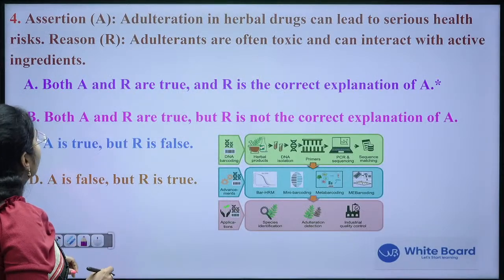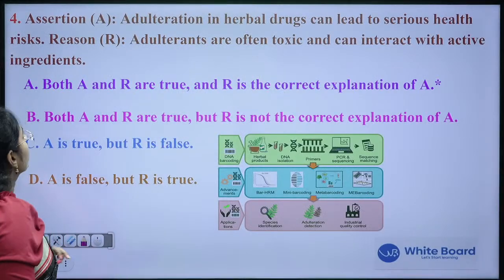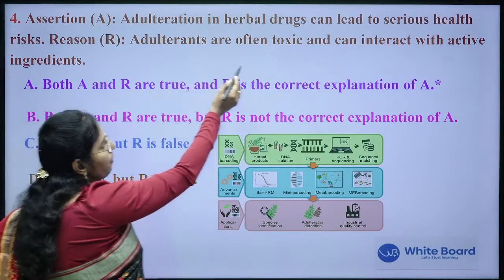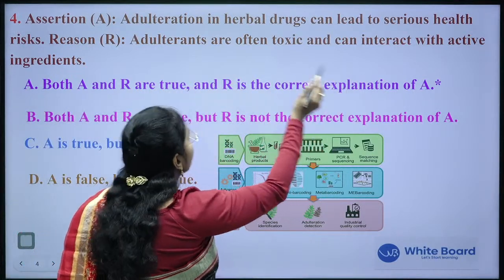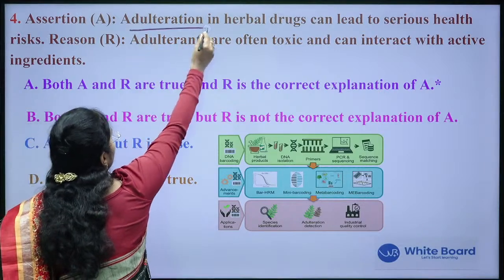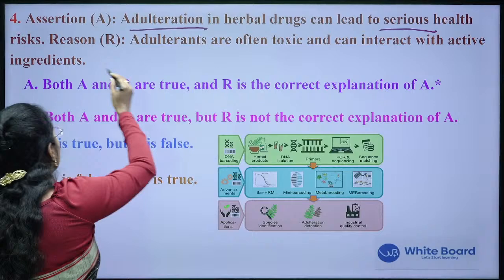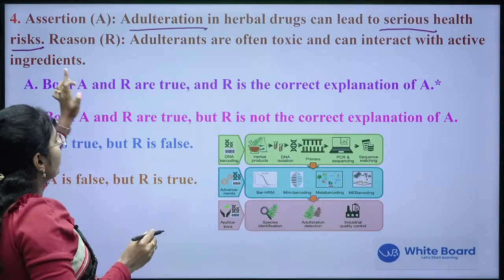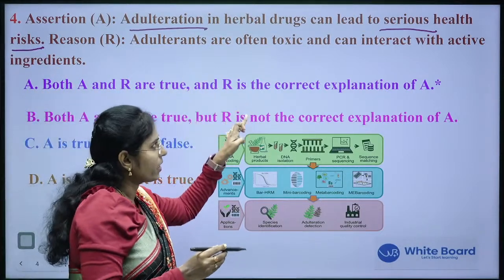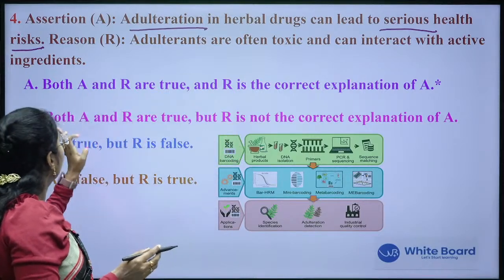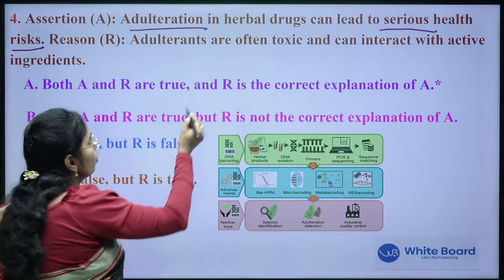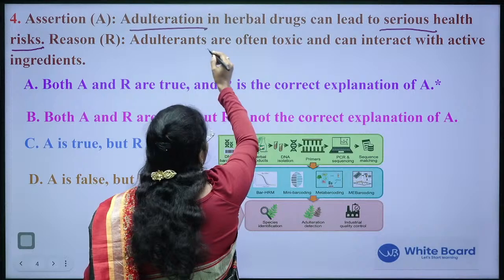Here they have given assertion: adulteration in herbal drugs can lead to serious health risks. Adulteration leads to serious health problems. Yes, that's true. Next, reason: adulterants are often toxic and they can interact with the active ingredients. That is also correct. What is adulteration?